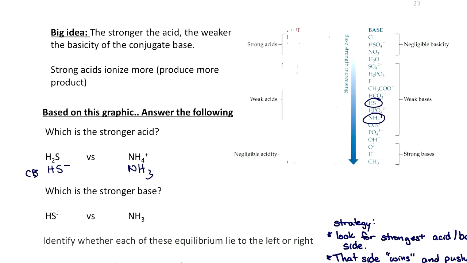The stronger one would be ammonia, NH3, because it's lower on the list. So that makes the conjugate acid what? Stronger or weaker than the other one? Weaker. Yeah. So to answer the question, in this form, the stronger acid would be H2S, because HS minus is the weaker base.